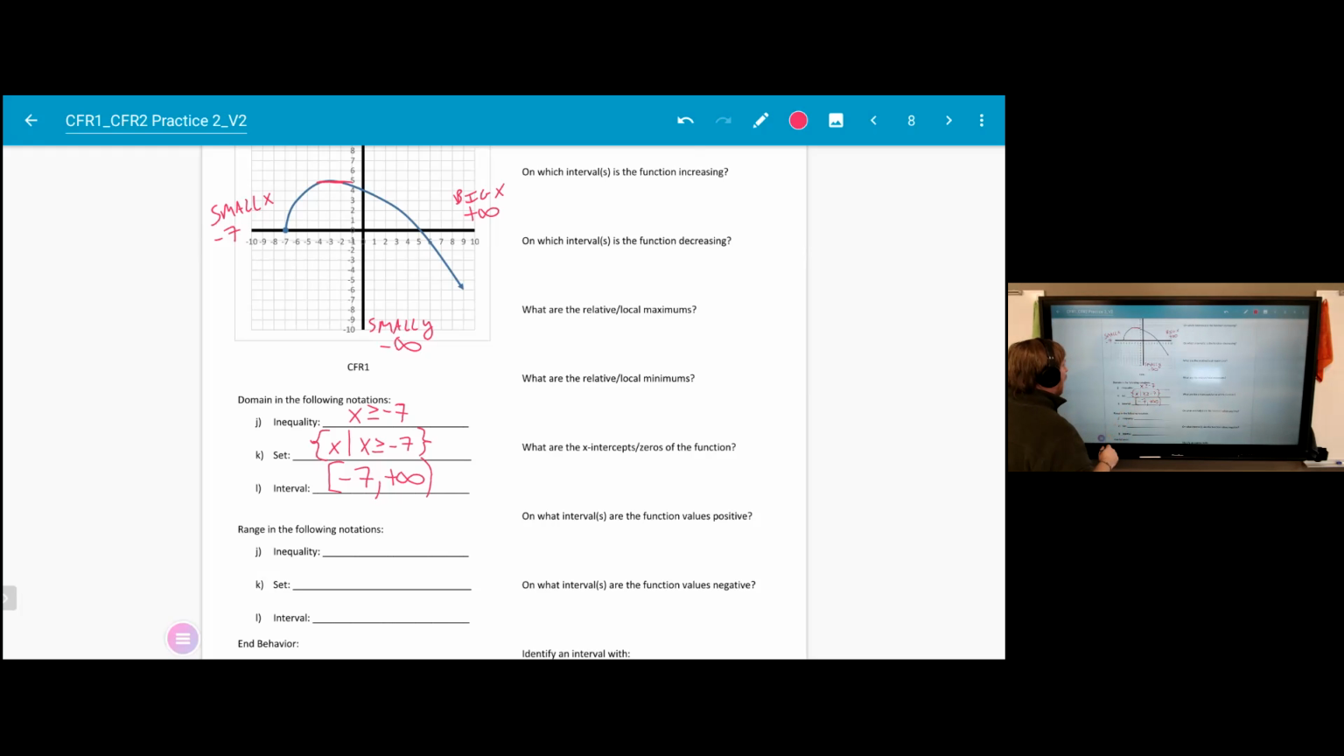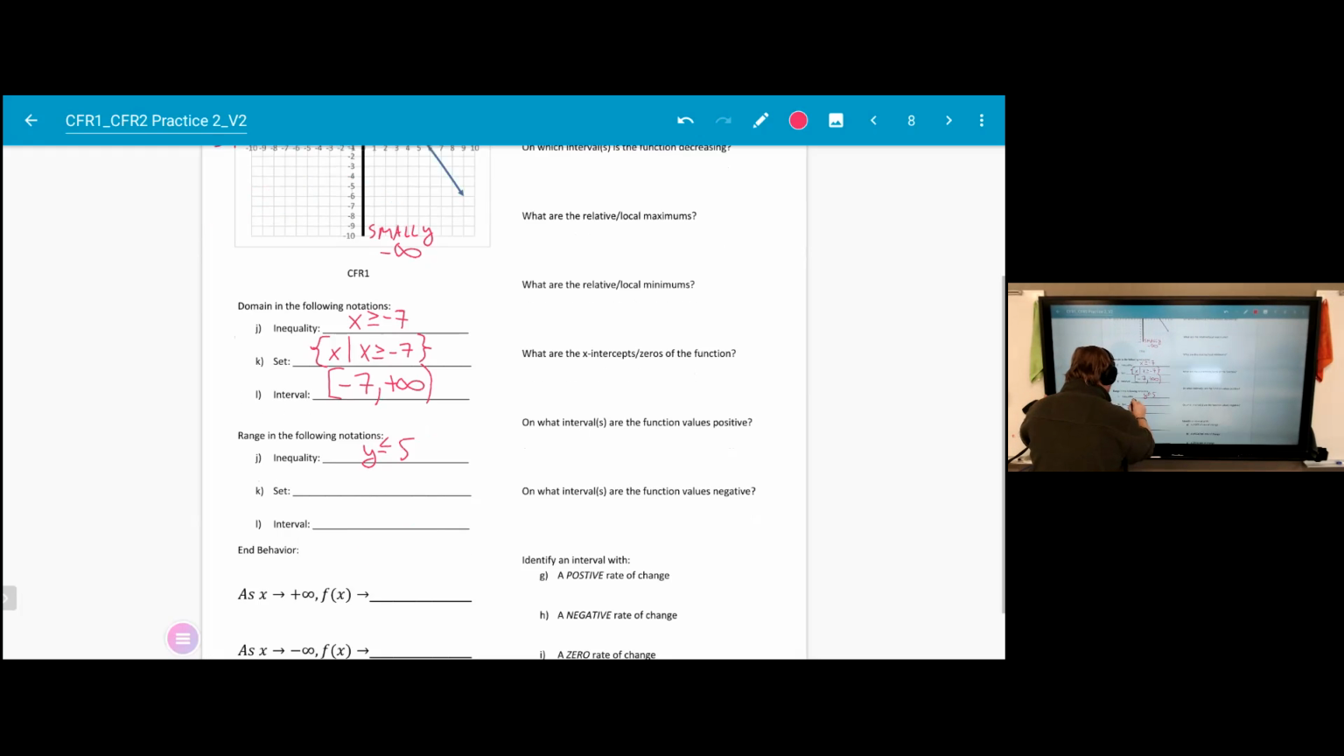Now, inequality for the range is going to be a little bit different because my biggest value in y is 5. My smallest is negative infinity. So I've got y and 5. I think it touches 5, but it doesn't go above 5. So it's got to be less than or equal to 5. Now, if you don't think it touches 5, that's fine. Make all of your notations say that it doesn't touch 5. I think it does, so I'm going to keep it like this.